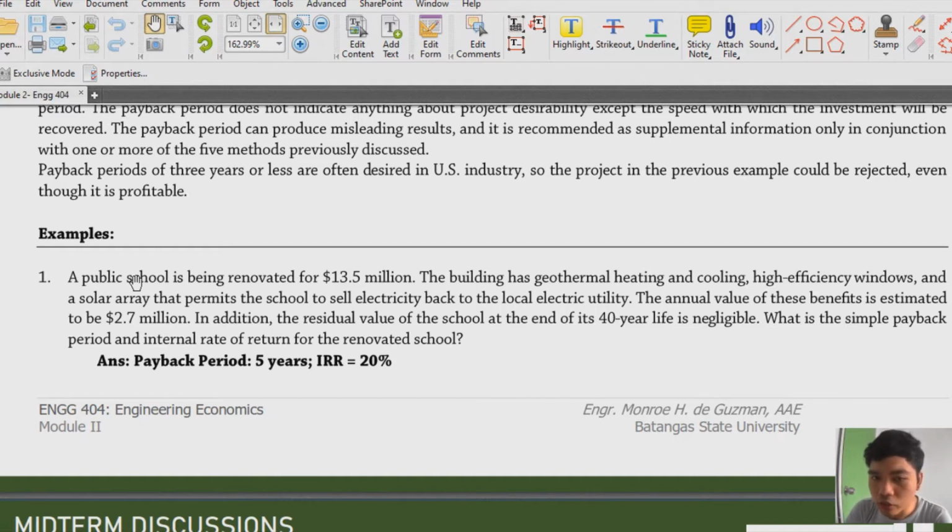Now, anyway, the annual value of these benefits is estimated to be $2.7 million. In addition, the residual value of the school at the end of 40-year life is negligible. What is the simple payback period and internal rate of return for the renovated school?